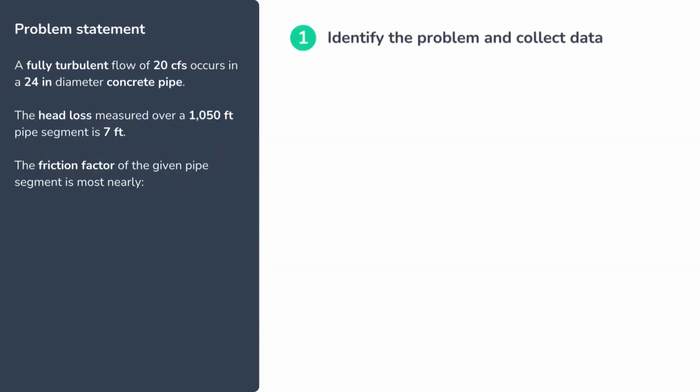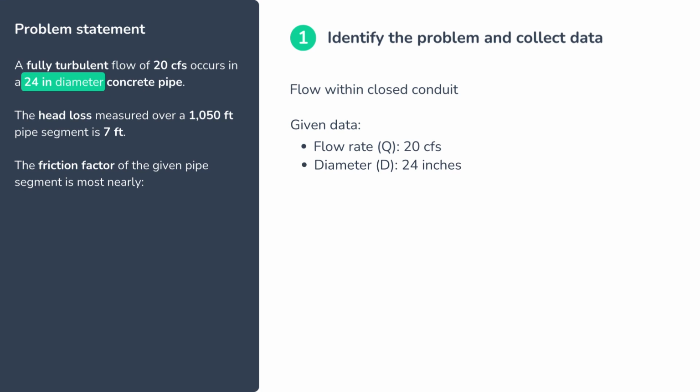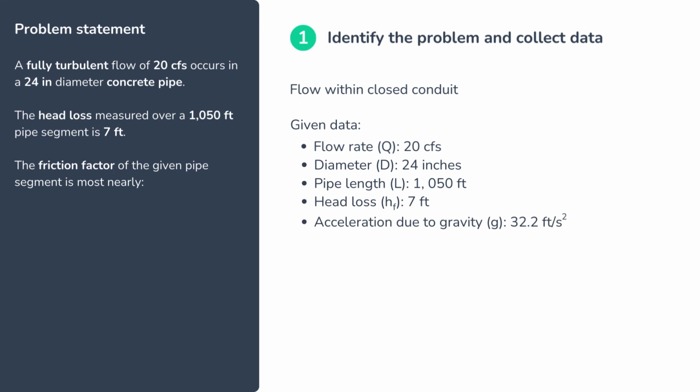Our first step is to confirm we're dealing with a flow within a closed conduit, which is true as it's a concrete pipe. Now, let's look at the given data. The flow rate, Q, is 20 cubic feet per second. The pipe diameter, D, is 24 inches. The pipe length, L, is 1,050 feet. The head loss, hf, is 7 feet. The acceleration due to gravity, g, is 32.2 feet per second squared.